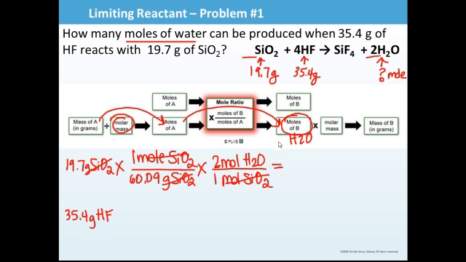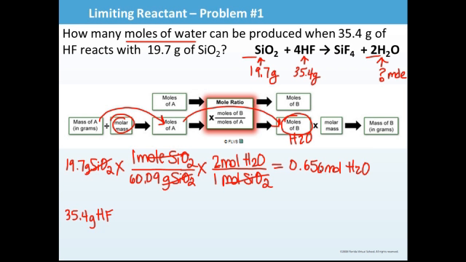So now I'm going to plug this into my calculator. Now remember the rules of fractions. You multiply everything on the top, and then you divide by everything on the bottom, and you should get an answer of 0.656 moles of water. What this means is that if all of my silicon dioxide reacts, I'm going to be able to make 0.656 moles of water.